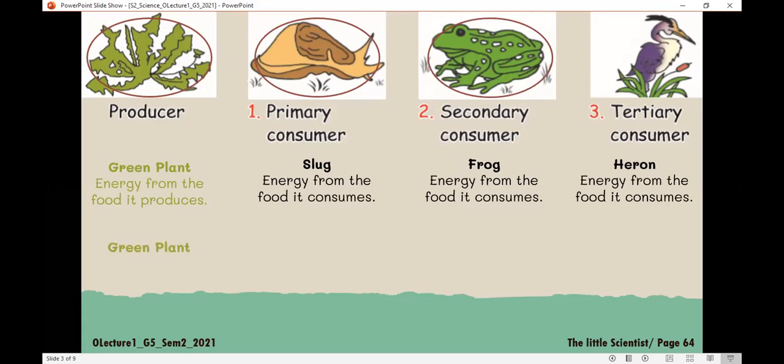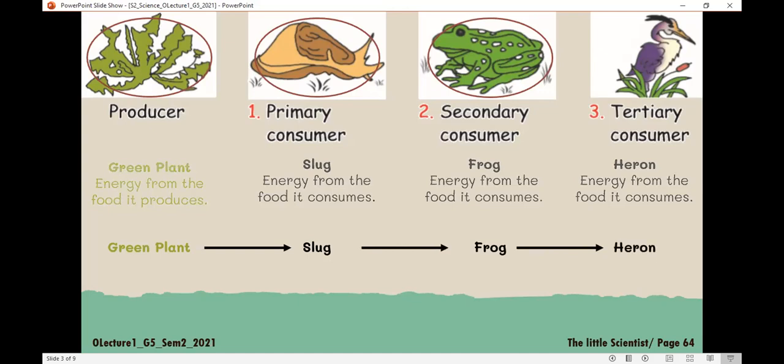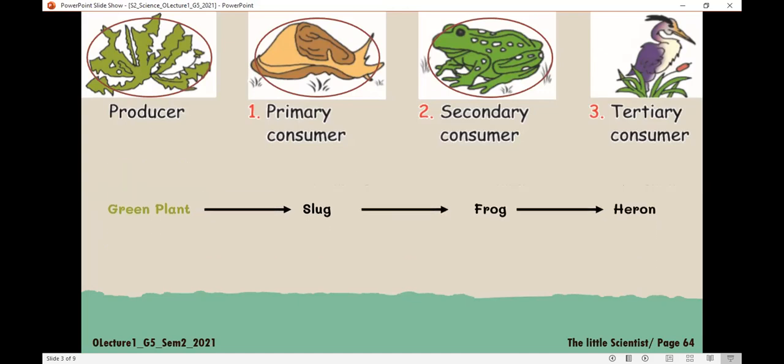Yalla, together, let's say this food chain. The green plant is eaten by the slug. The slug is eaten by the frog. Good job. The frog is eaten by the heron. Perfect job. This is called a food chain.